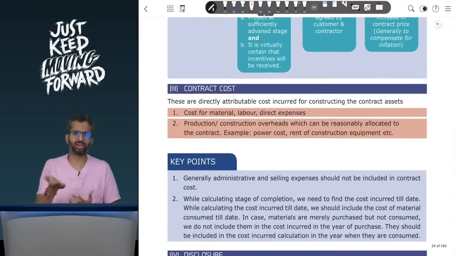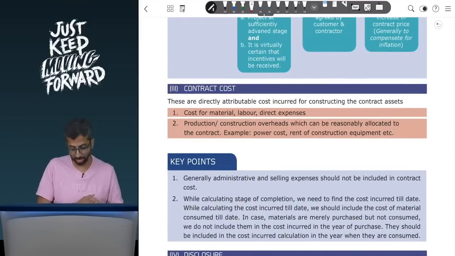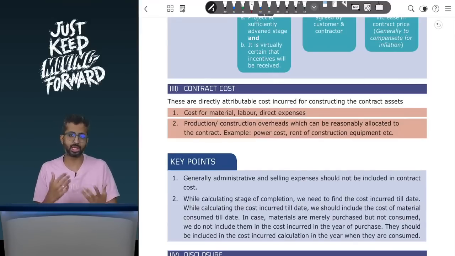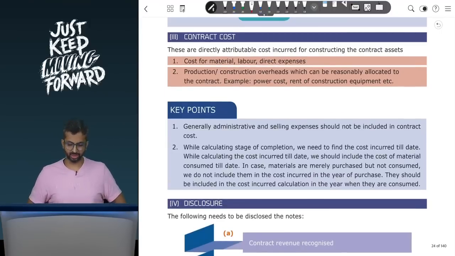Next, you go to the next relatively less important section, I would say, that is contract cost. These are directly attributable costs which include labor, material, etc. It also includes overheads which are largely production or construction overheads, which will be included as long as they are directly attributable. Usually admin and selling and distribution expenses will not be taken.